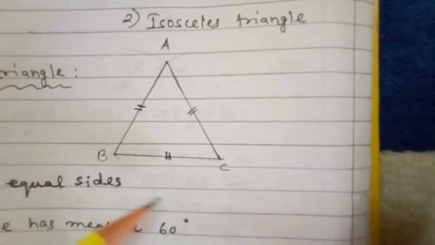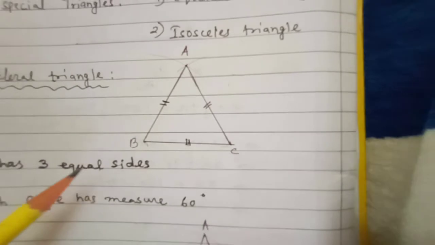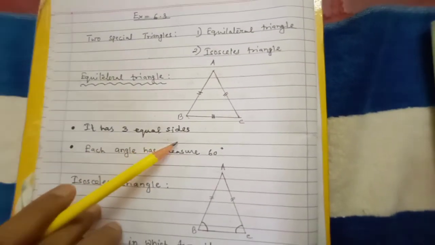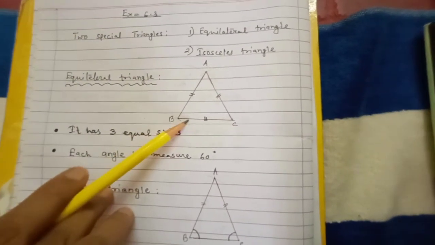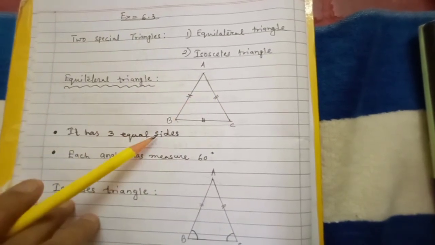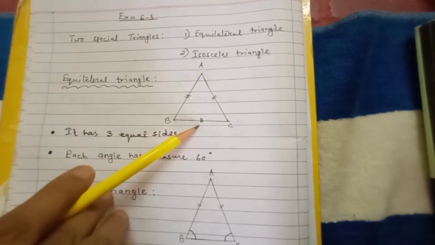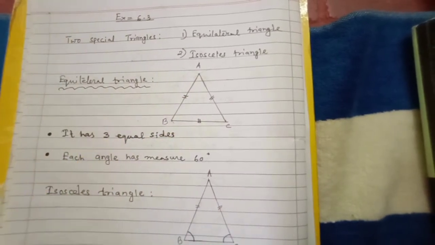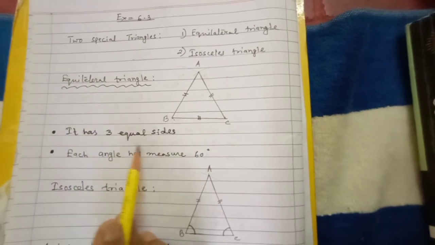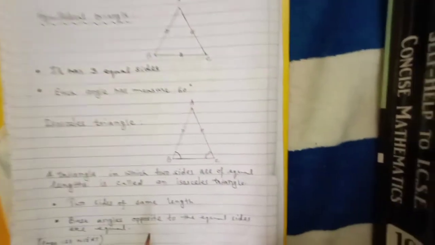So in an equilateral triangle, in summary, we have to keep in mind that it has three equal sides and each angle measures 60 degrees. The measurement of each angle will be 60 degrees in an equilateral triangle. These two things you have to keep in your mind. Next, we will go for the isosceles triangle.